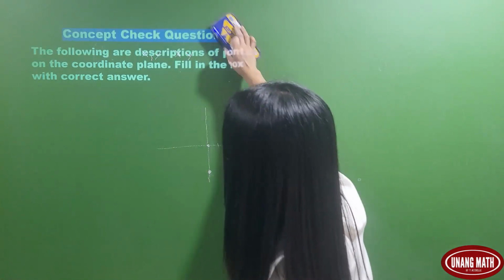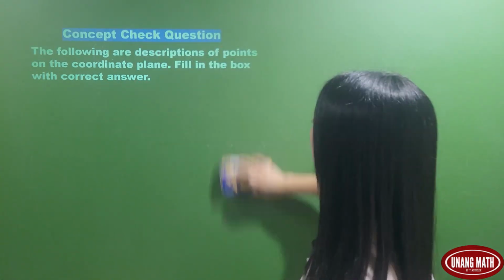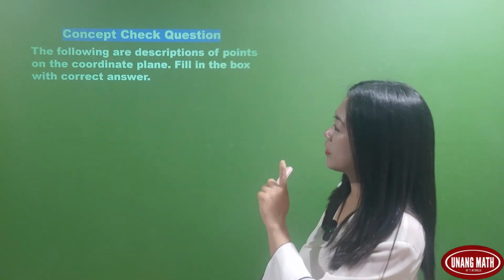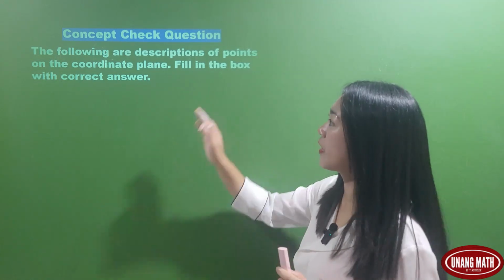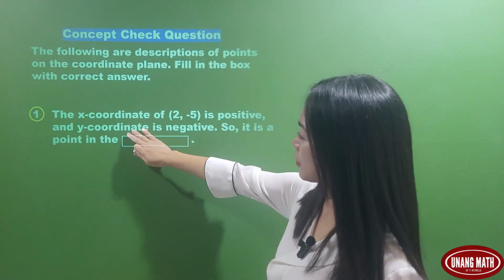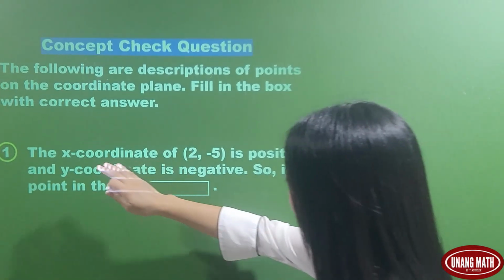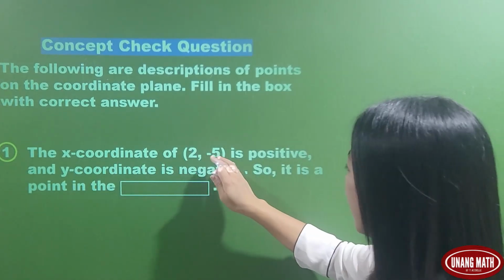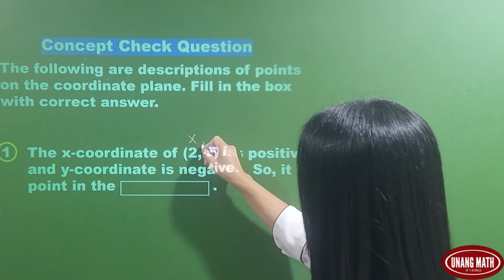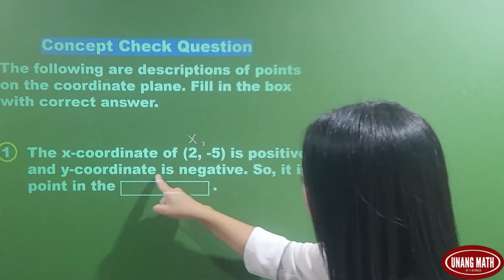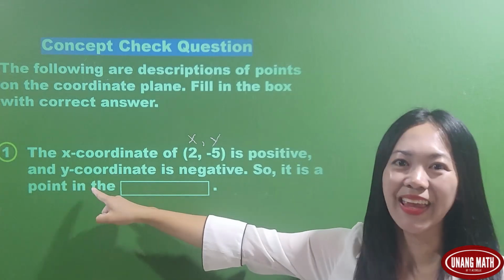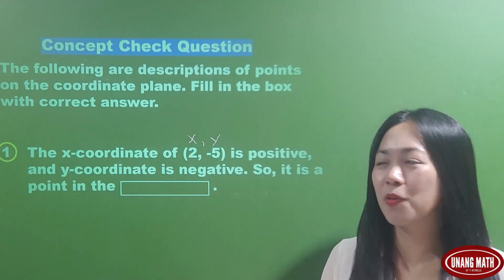Okay, let's give more examples by answering this concept check question. The following are descriptions of points on the coordinate plane. We're going to fill in the box with the correct answer. Okay, let's have the first question. The x-coordinate of (2, -5) is positive. So this is the x-coordinate, it's a positive 2. And the y-coordinate is negative, so it's negative 5. So it is a point in the, okay, what quadrant?